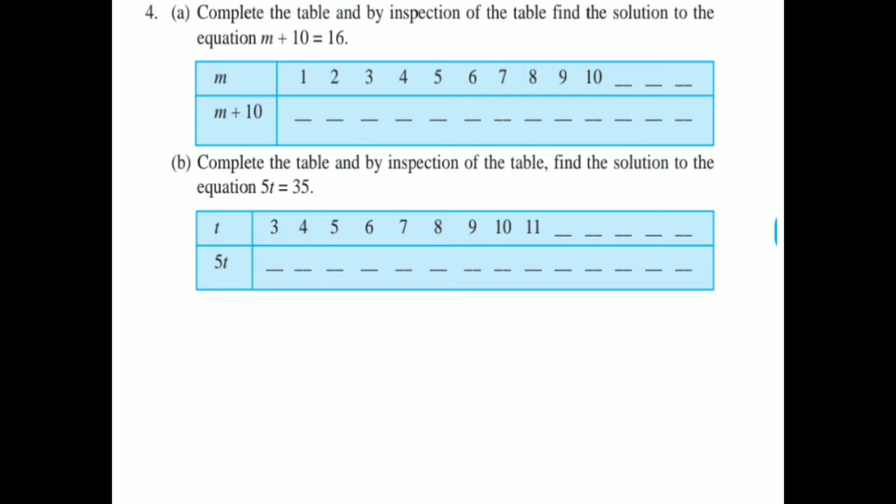So let's start with question number 4, part a. Question number 4a is: complete the table. By inspection of the table, find the solution to the equation m plus 10 is equal to 60. It means in m you have to put some value, that when you add it to 10 you get 60, so left hand side should be equal to right hand side. We will put values one by one. Some parts of every question I will do, some parts you have to do. So let's start with the a part.